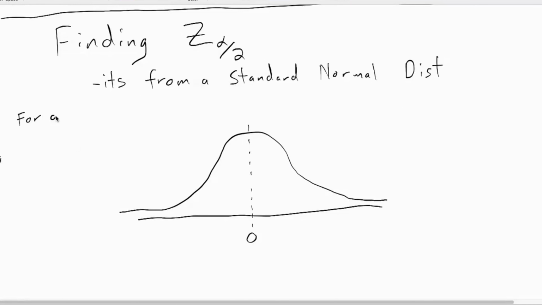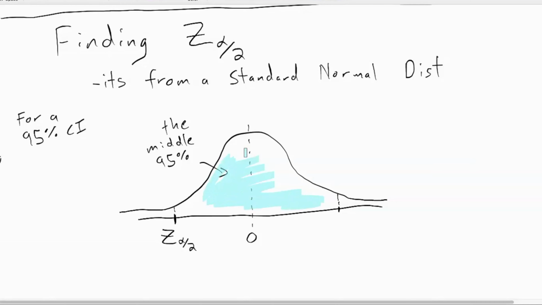Let's look at a 95% confidence interval. So what happens is that there's a middle 95% of this distribution. And that z-score is the border of that middle 95%. This is really all you need to know in order to find this number: because we're doing a 95% confidence interval, it's the boundary of the middle 95%.